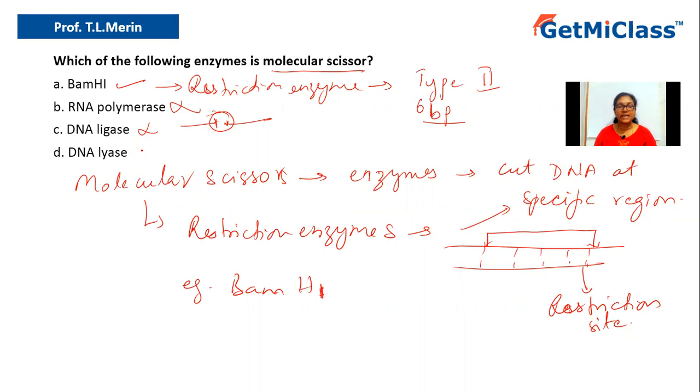Option D says lyases. Lyase is also a type of enzyme which has the ability to break a bond, only a specific bond. Hence it is ruled out, because here we are talking about the entire double-stranded DNA being cut by the restriction enzyme. But DNA lyases can bring about a chemical change at a particular site, of a particular bond. They can break a particular bond, not the entire double strand. Hence it is ruled out. So the correct answer is BamHI.